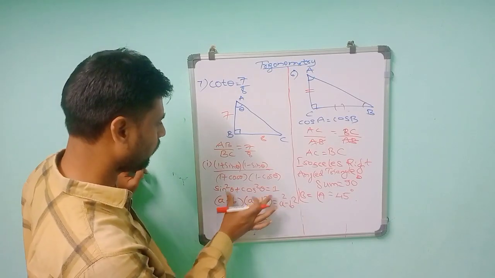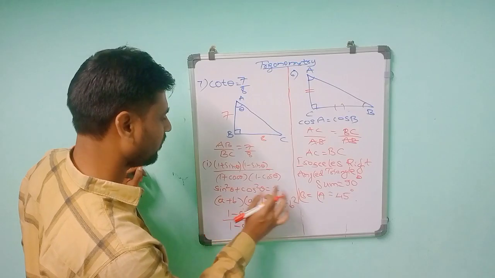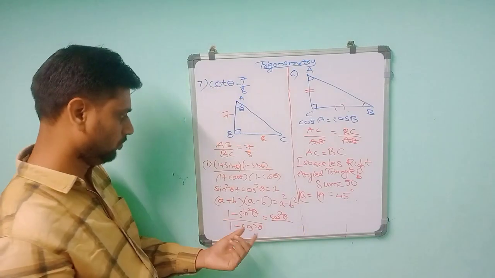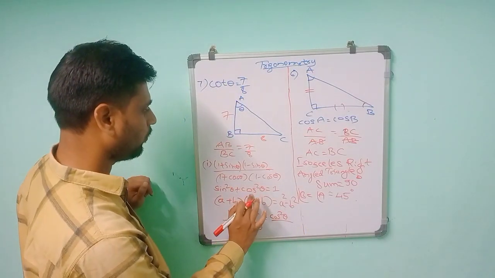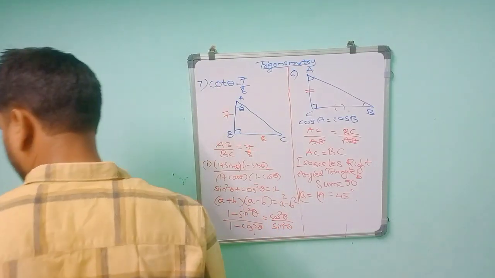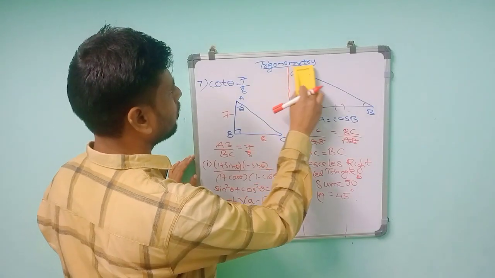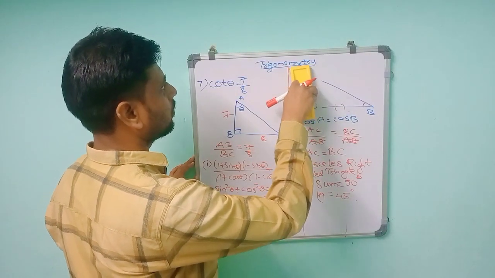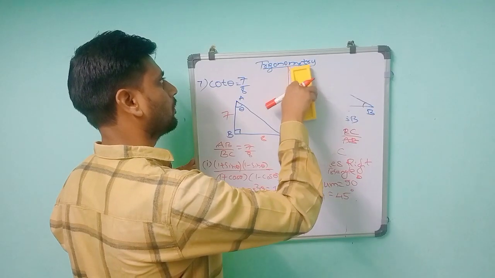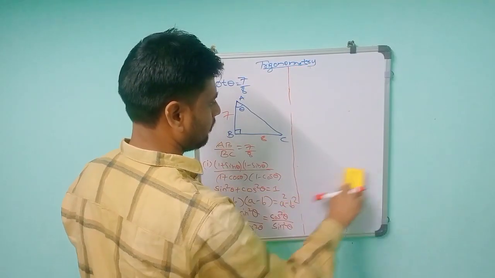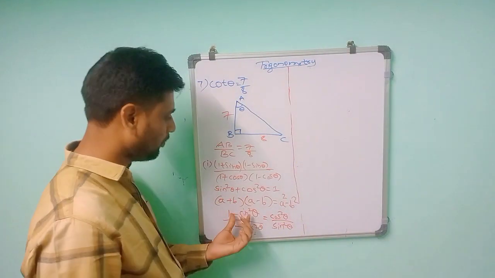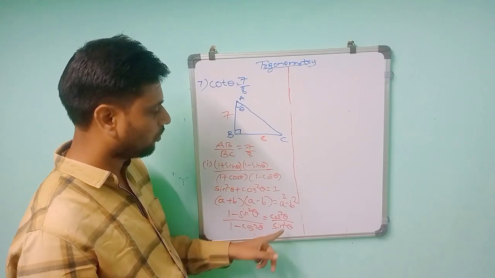So if you take this one, 1 minus sin square, this will come this side, 1 minus sin square. So 1 minus sin square will be cos square theta divided by 1 minus cos square theta. So if you take this one, this side, 1 minus cos square theta is sin square theta. So what we got? 1 minus sin square divided by 1 minus cos square theta is equal to cos square theta divided by sin square theta.